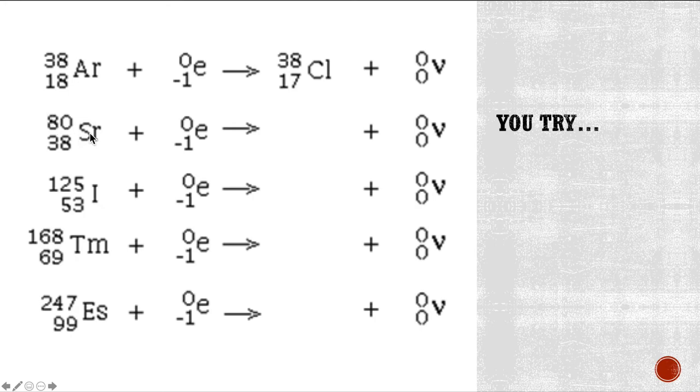Strontium-80 pulls in an electron and becomes rubidium-80. So that atomic number decreased by 1, and a gamma ray is given off. Iodine-125 pulls in an electron and becomes tellurium-125 plus a gamma ray.